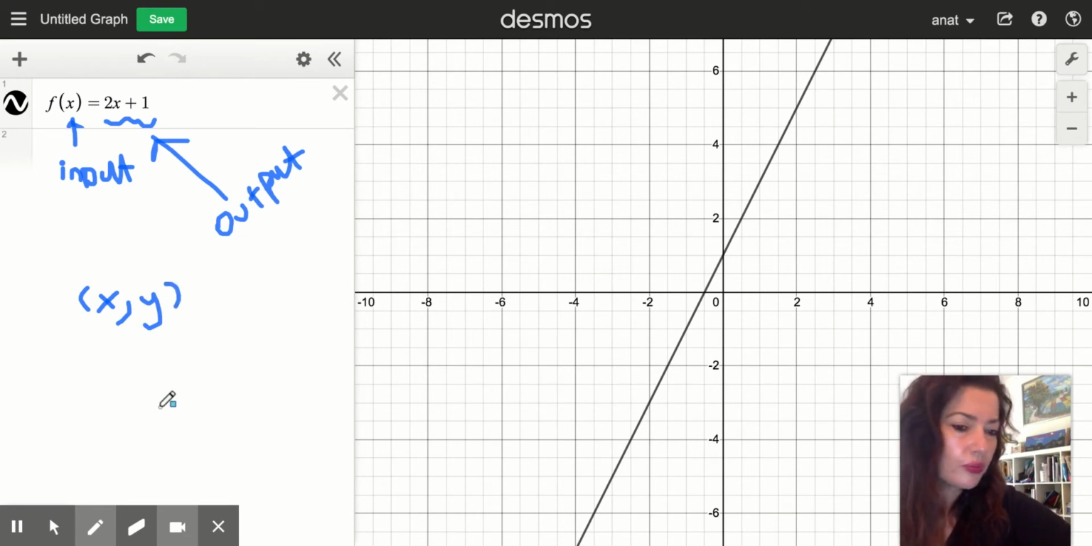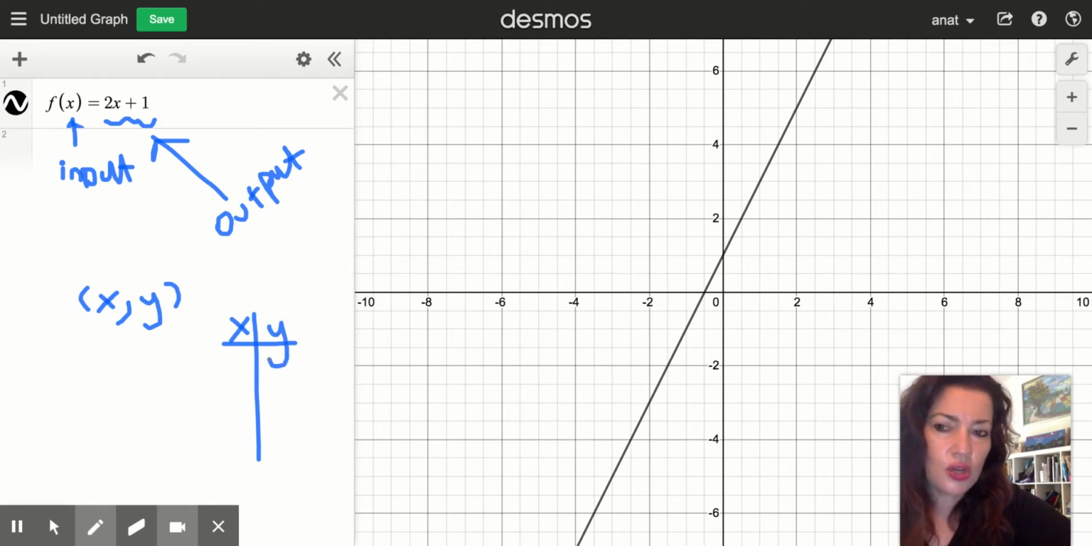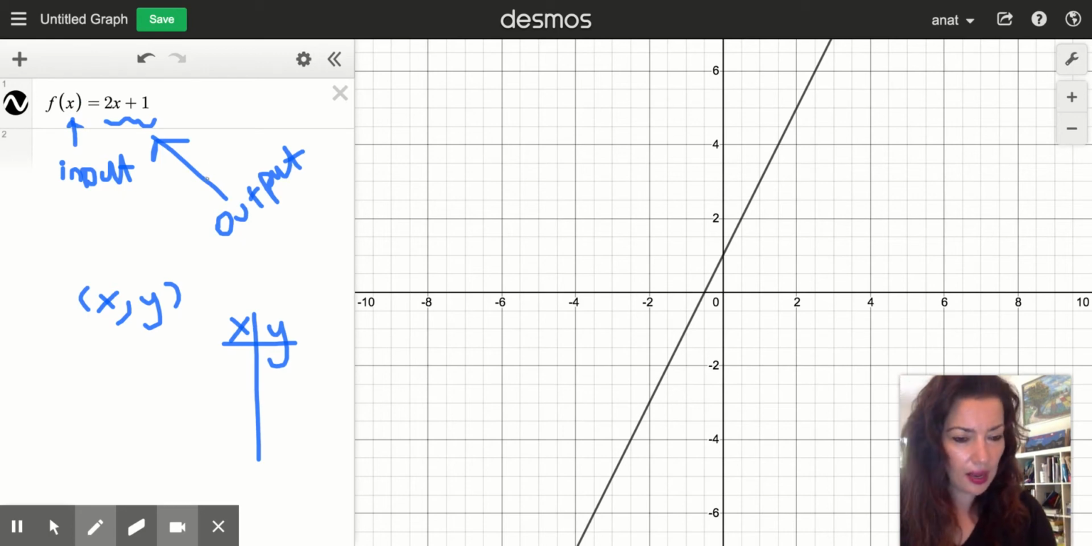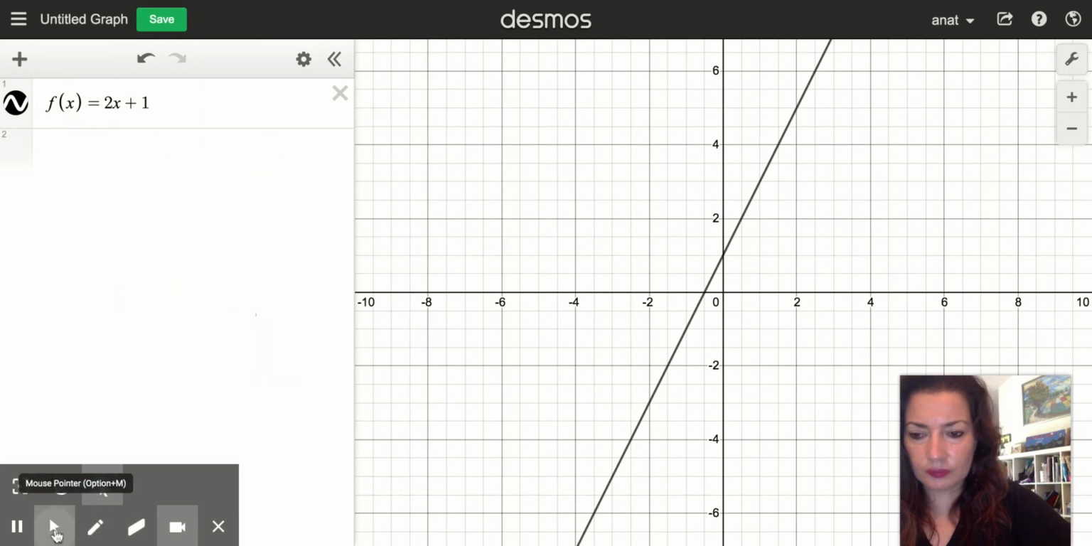We can also represent it as a table. So for example, for the table, x would represent the input and y would represent the output. So be careful when you're evaluating equations. You are sometimes given the input value, but sometimes you're given the output value. So let's go ahead and look at an example where we're given an input value and when we're given an output value. So let me just erase this.